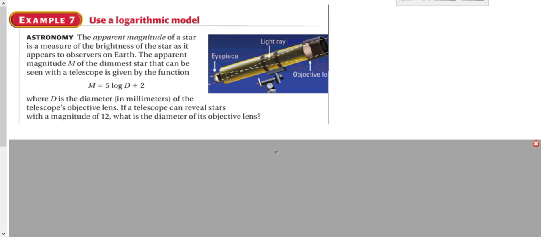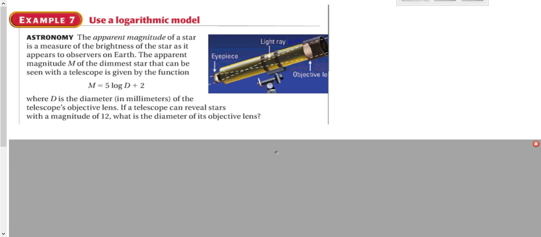Astronomy. The apparent magnitude of a star is a measure of the brightness of the star as it appears to observers on Earth. The apparent magnitude m of the dimmest star that can be seen with a telescope is given by the function m is equal to 5 times the log of d plus 2, where d is the diameter in millimeters of the telescope's objective lenses. If a telescope can reveal stars with a magnitude of 12, what is the diameter of its objective lens?